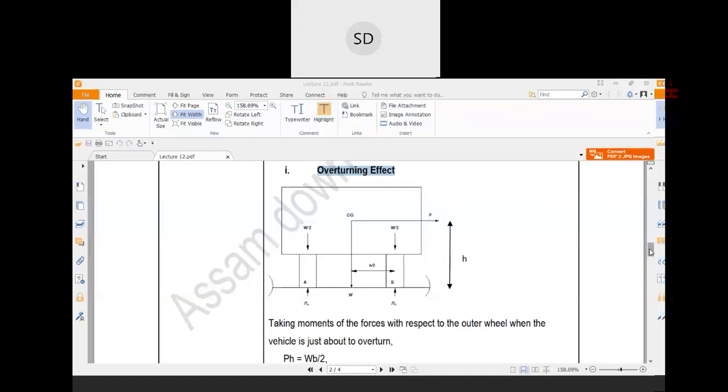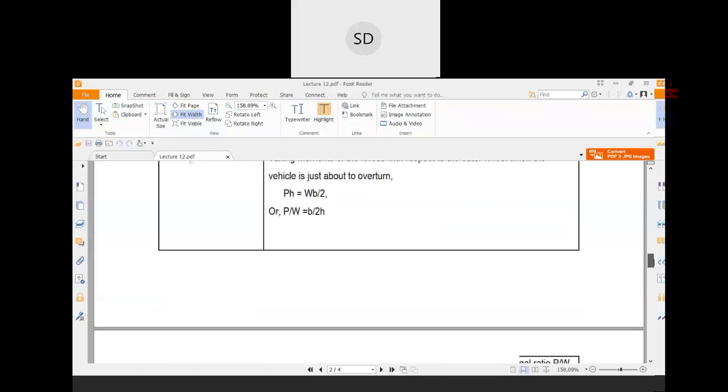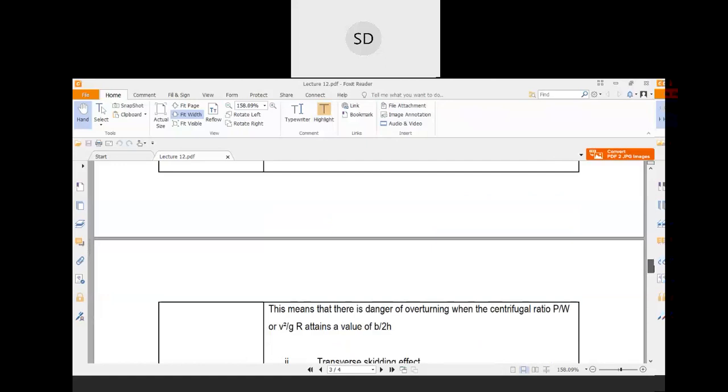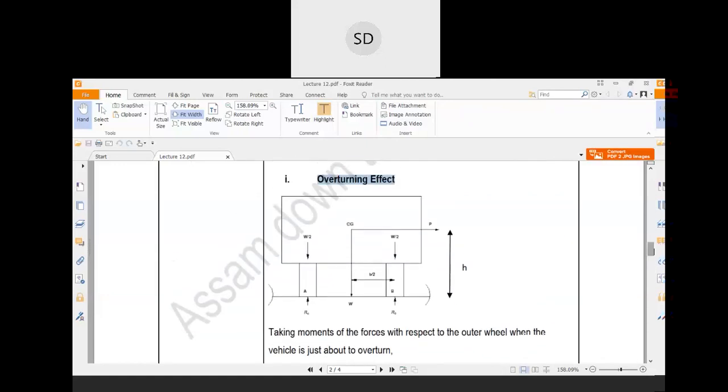But for the overturning effect, basically the frictional resistance will not act. Why will it not act? Because the coefficient of friction value is only applicable when the vehicle will skid, or go this way. But in the overturning effect, what will happen? Based on the outer wheel, the total vehicle would just be overturned. So in that case, you do not need to consider the coefficient of friction value.